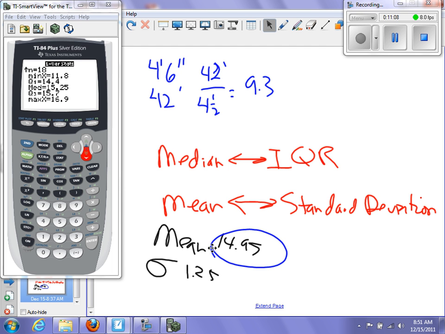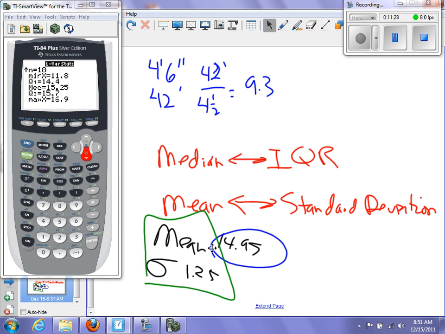But the key thing in this question is choosing the appropriate measure of center and spread. So you definitely want to say, because I have a normal distribution, my mean and standard deviation are the appropriate measures of center and spread. I want to be able to see that you know that those are more appropriate than the median and IQR.